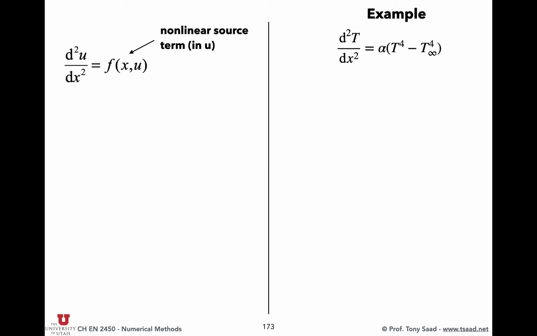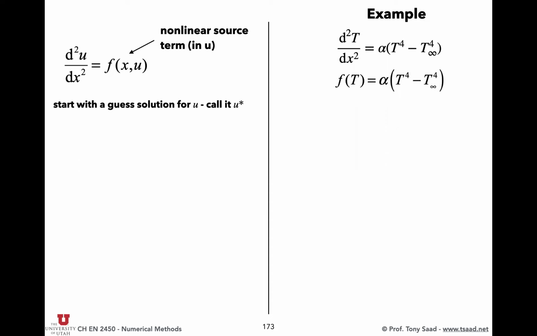And on the right-hand side, I'm giving you a specific example. In this case, the nonlinear source term is alpha times T to the 4th minus T infinity to the 4th. Now, T infinity is a known quantity, so that's not the nonlinear term. The nonlinear term is T to the 4th, okay? It's nonlinear in T, okay?